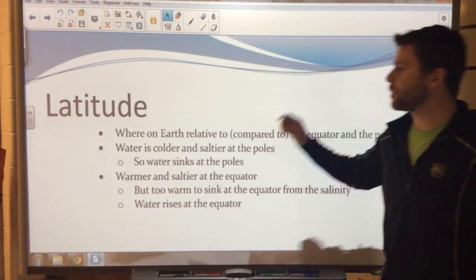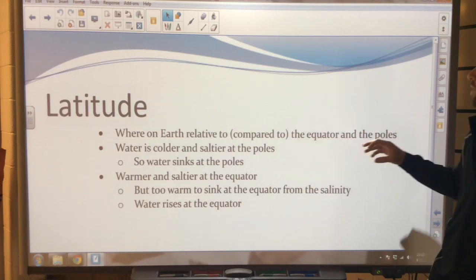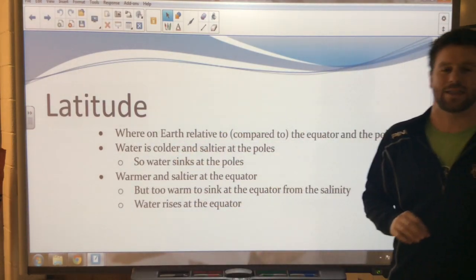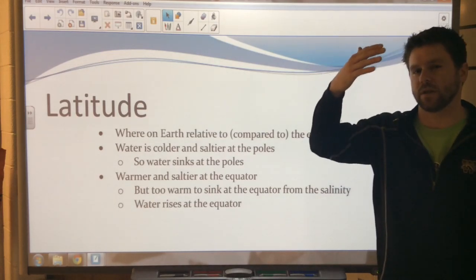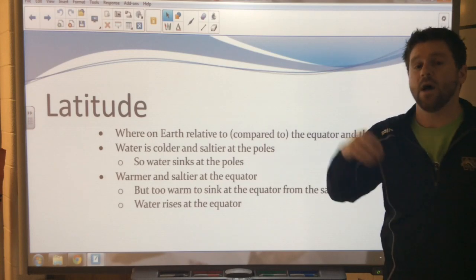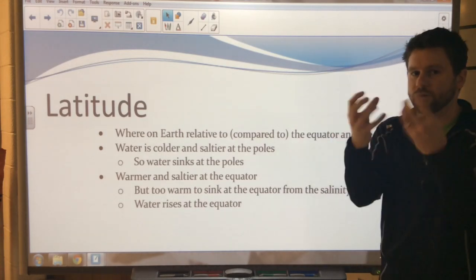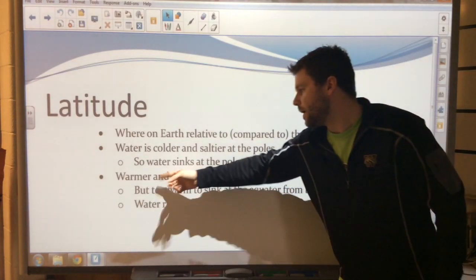If we dive a little deeper into latitude, right? Where we are on Earth relative to the equator and the poles. Water is colder and saltier at the poles. Right? So the water at the poles, it's pretty easy to understand that it's colder there, so it's going to sink, but it's also saltier there, so it's going to sink as well.